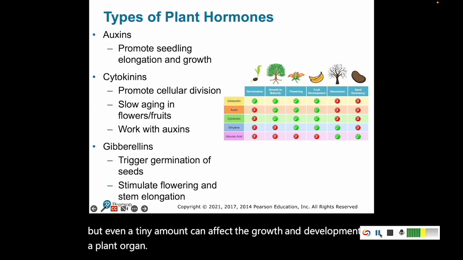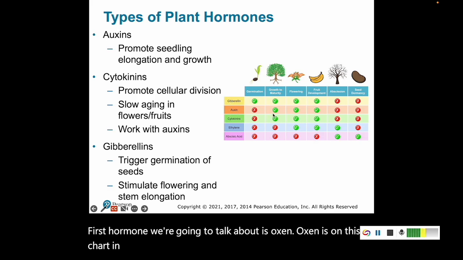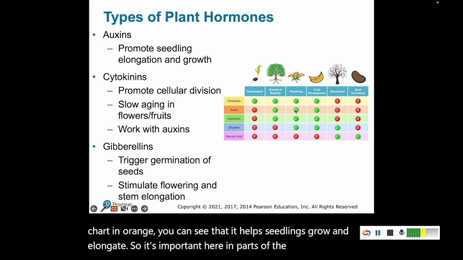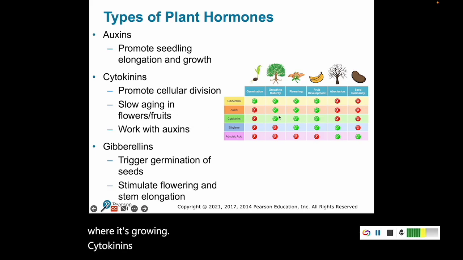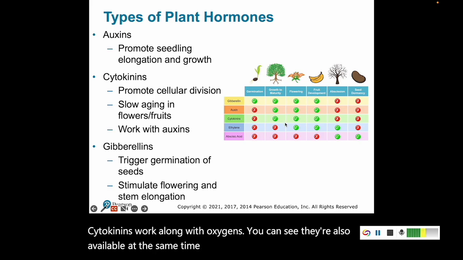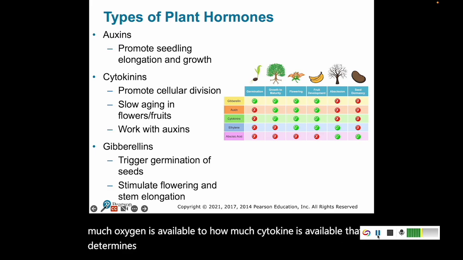The first hormone we're going to talk about is auxin. Auxin is on this chart in orange. You can see that it helps seedlings grow and elongate, so it's important here in parts of the plant development where it's growing. Cytokinins work along with auxins. You can see they're also available at the same time. And often it is the relationship of how much auxin is available to how much cytokinin is available that determines what the plant will be doing.